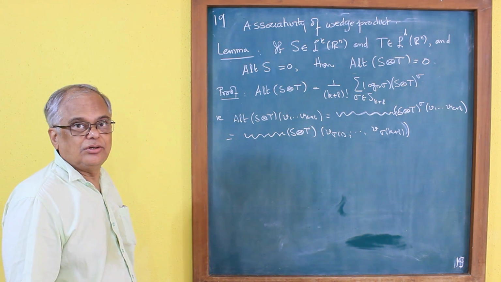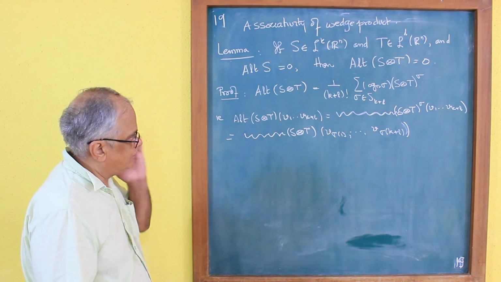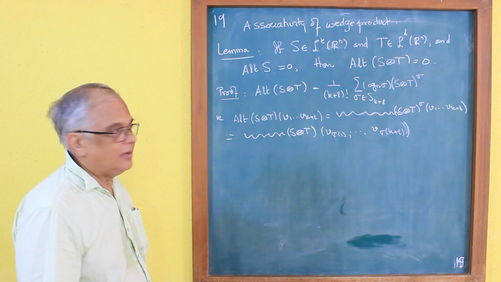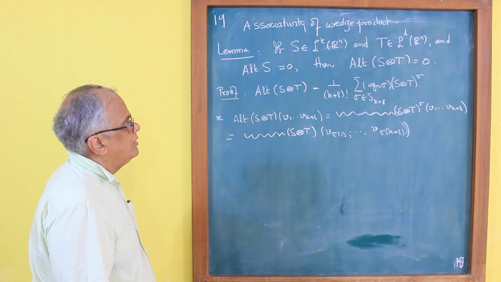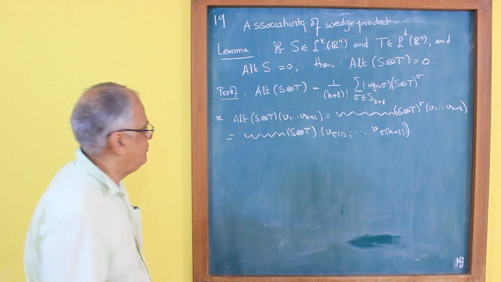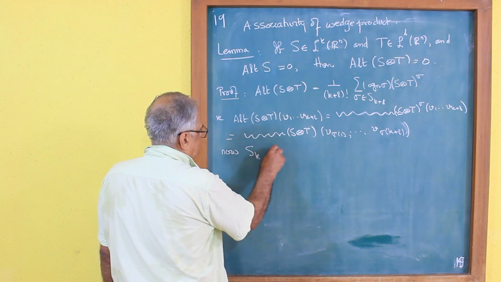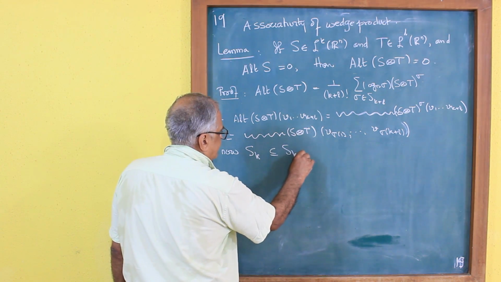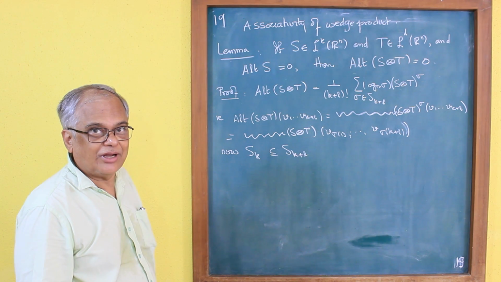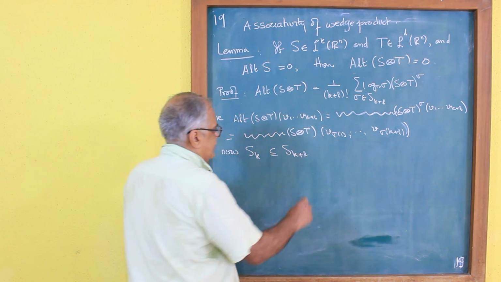That is by definition of what I mean by alt, the sum of sigma of V1 to Vk plus l. Now, in that sum, what is the sum that I'm taking? I'm going to take the sum over all sigma in Sk plus l. Now, Sk is a subgroup of Sk plus l. This is what I had defined, this is what I had explained or identified a bit earlier. Okay? So Sk is a subgroup.